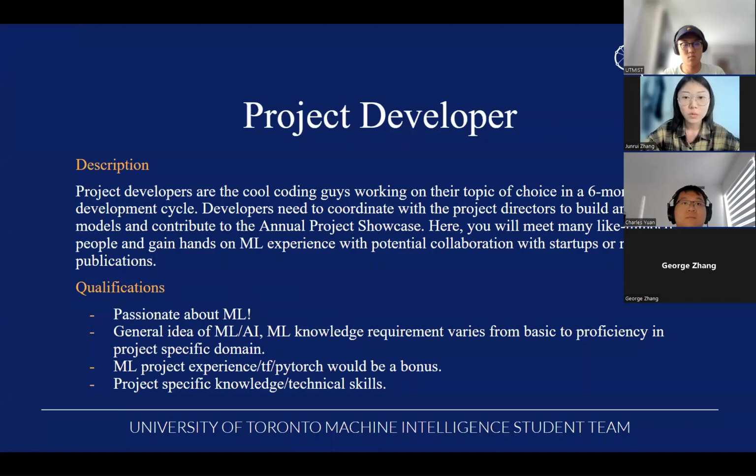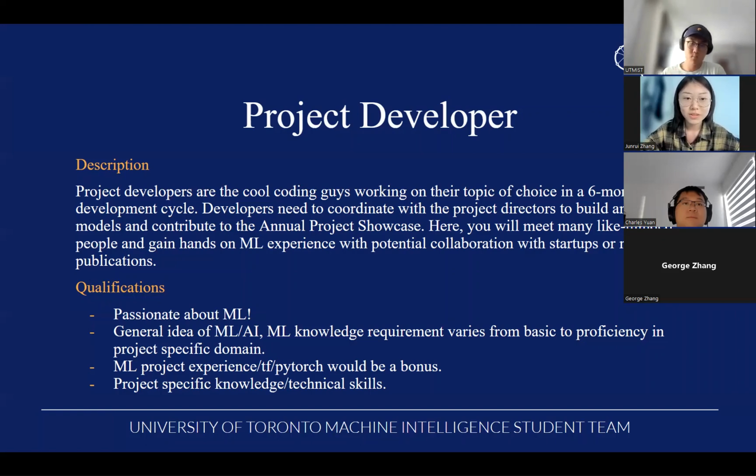So here are some qualifications for the project developers that we're looking for. The first and most important thing is you have to be passionate about machine learning. We're all here to learn, so your passion about machine learning is quite important to us. Even if you're starting with limited knowledge of machine learning, as long as you have the will to learn and the motivation, we believe you will become a great developer. And we would also love to see everyone grow throughout the year, and we do hope you can have great experiences with UTMIST this year.